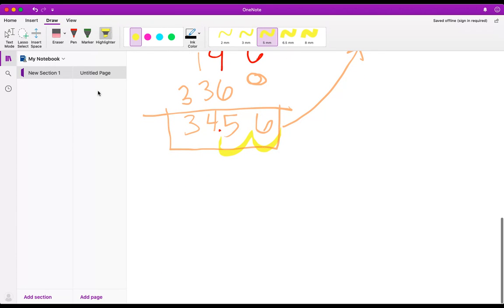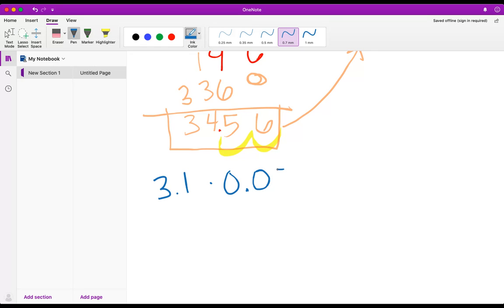Let's try one more. Let's get a little bit of a bigger number going on here. Okay, let's go ahead and try 3 1/10 times 5/100. Now, whenever I deal in hundredths, I really like to think about money.